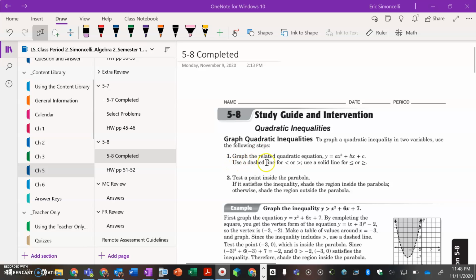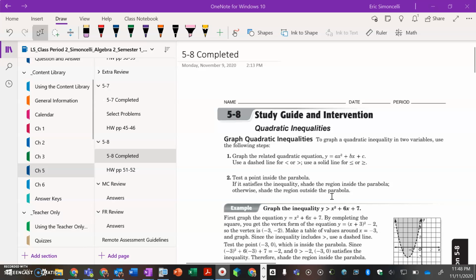First, graph the related quadratic equation y equals ax squared plus bx plus c. We'll use a dashed line or curve for less than or greater than, and a solid line or curve for less than or equal to or greater than or equal to. Second, we'll test a point inside the parabola. If it satisfies the inequality, we'll shade the region inside the parabola. Otherwise, shade the region outside of the parabola.